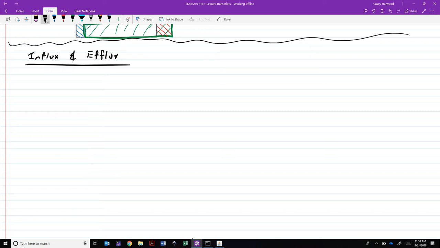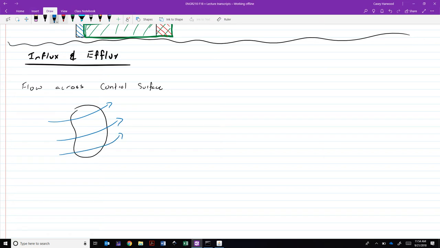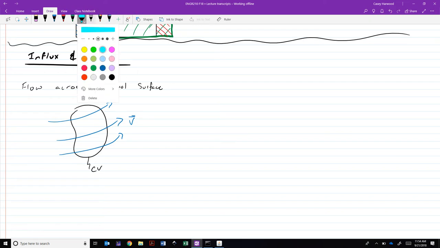Okay, so influx and efflux is simply the flow across our control surfaces, and flow across a control surface can either be in or out, influx or efflux. So we'll talk about first, let's consider our potato-shaped control volume again, and we've got our control volume and our velocity field V. If we look at the regions where flow is entering, we highlight that.